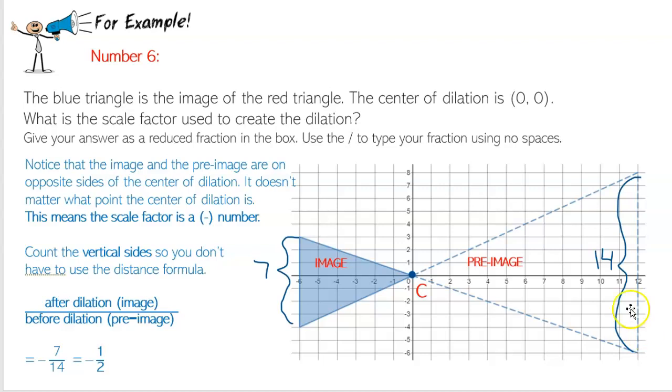And you can see that by even looking at the coordinates. This coordinate right here is 12, 0. This one is negative 6, 0. So it is a negative dilation.